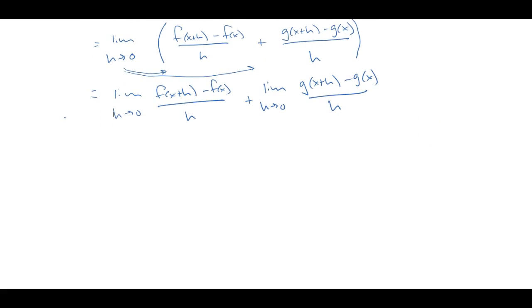If we take this just one more step, this limit as h approaches 0 of f of x plus h minus f of x divided by h, we all know what that looks like. That's f prime of x. Plus the limit as h approaches 0 of g of x plus h minus g of x divided by h. Well, that's going to be g prime of x. And so our derivative, the derivative of a sum, is equal to the sum of its derivatives. We can take the derivative of each part.